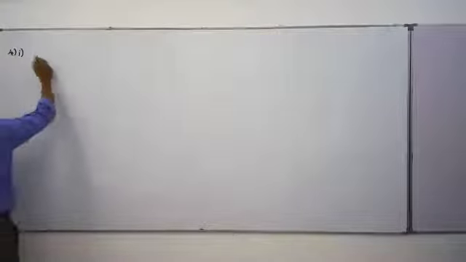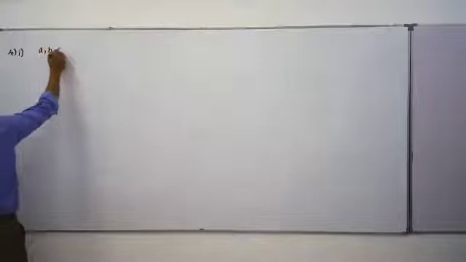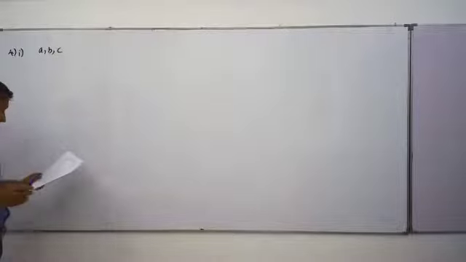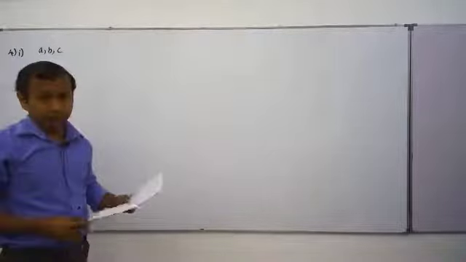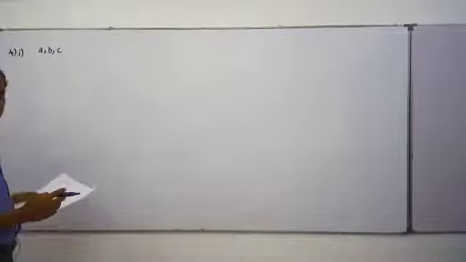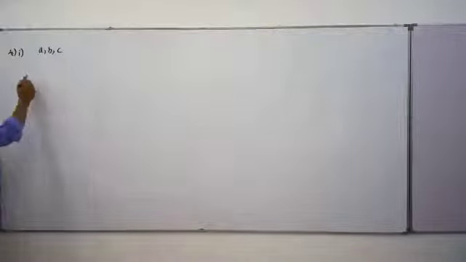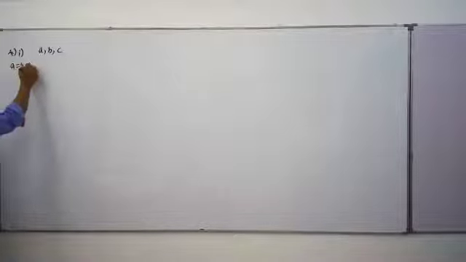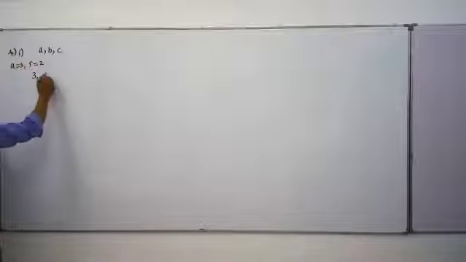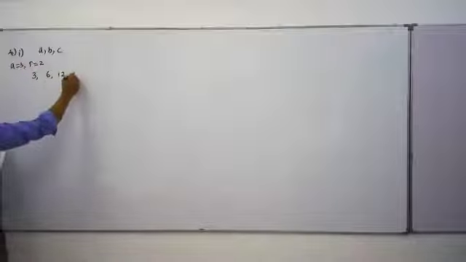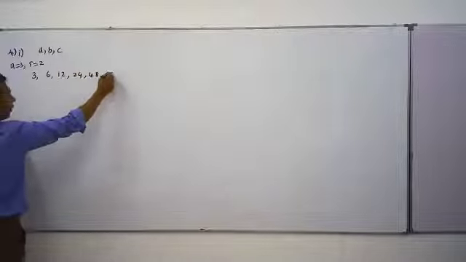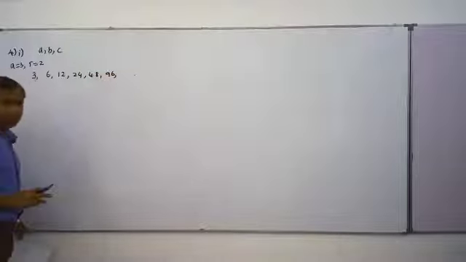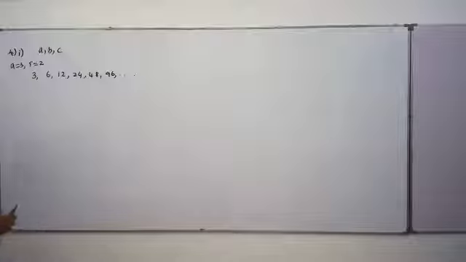It says A, B, C are the P, Q, and R terms respectively of a geometric progression. Right, now, a geometric progression is a progression like this, no? When I consider 3 as the first term and common ratio as 2, then the second term 6, 12, then 24, and 48, 96, and so on, we get this. This kind of progression only, people, we call the geometric progression.